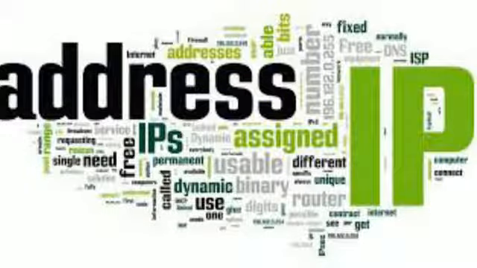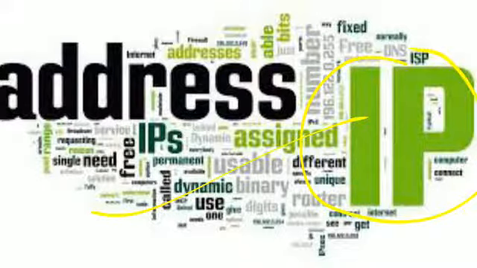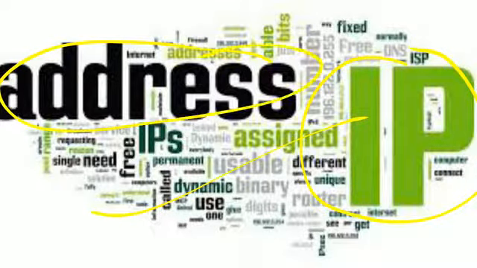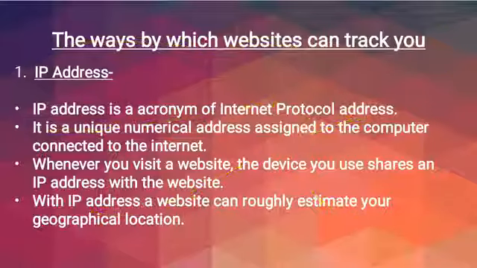So let us see the ways by which we can be tracked by the websites or the browser. The first thing is the IP address. Whenever we are using the computer, we have a unique numerical address that is known as the IP address. The first one is the IP address.